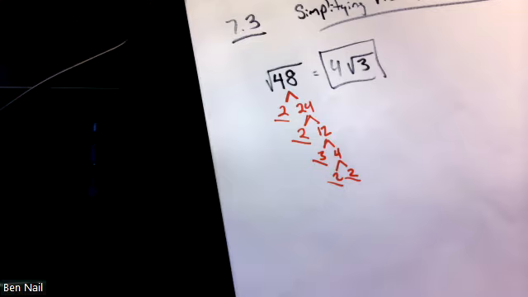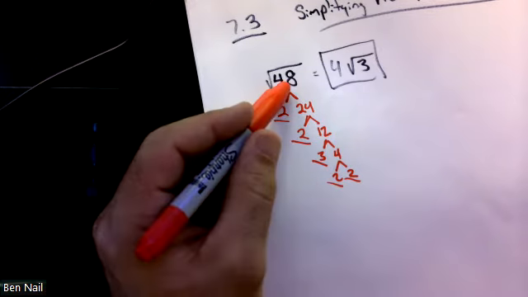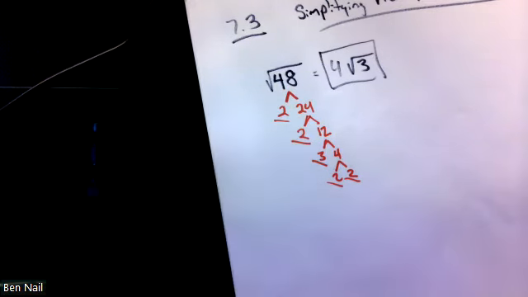These are the numbers I can multiply to get 48. Now, this isn't the only way we could have done this. Like, we could have divided by 3 first, or we could have broke this up into 4 and 12. Anyway, you can break this up in a bunch of different ways.